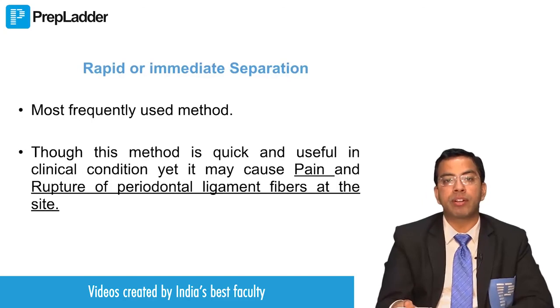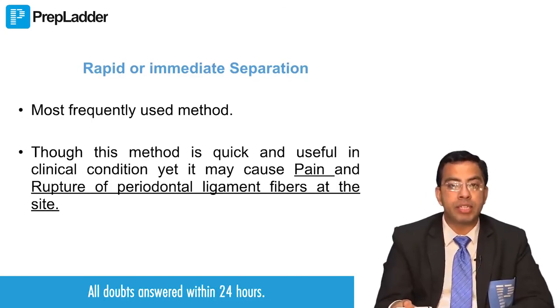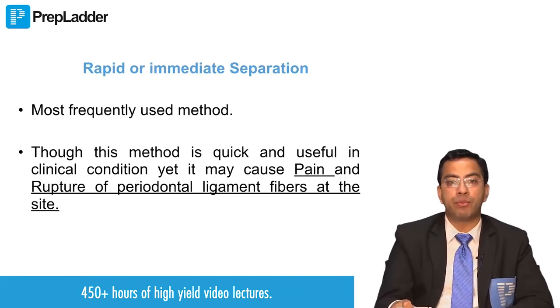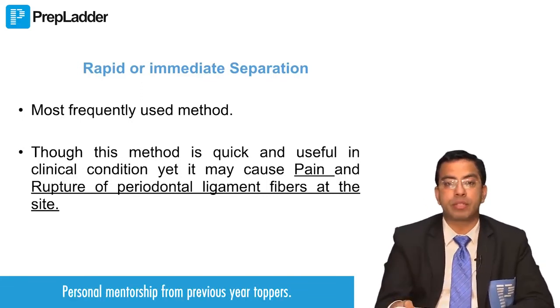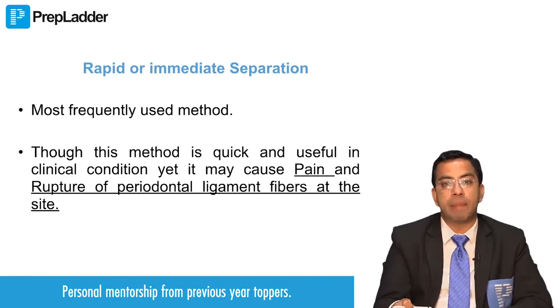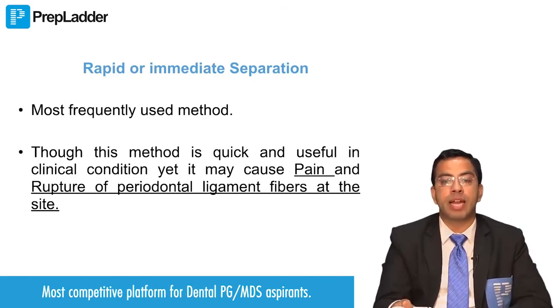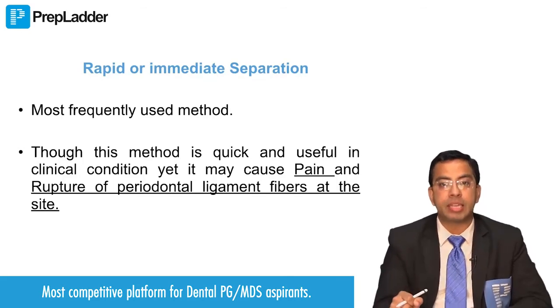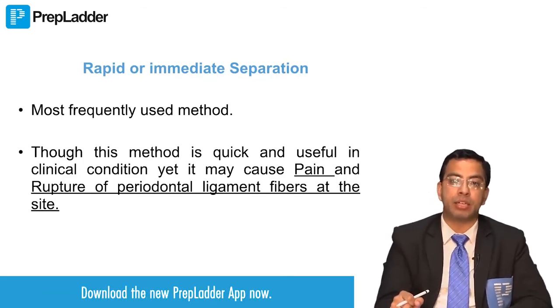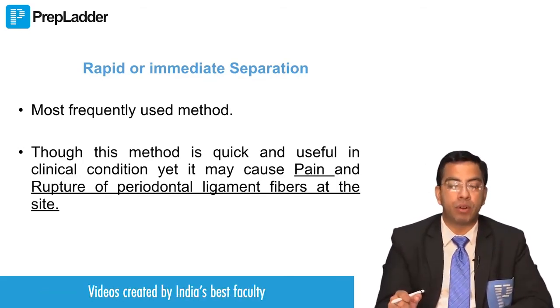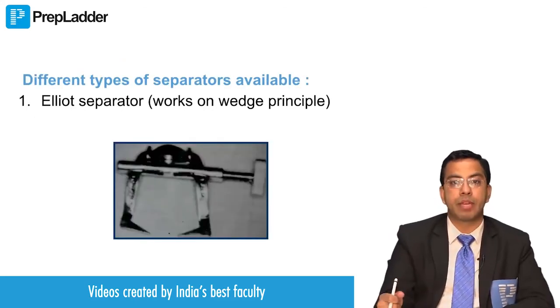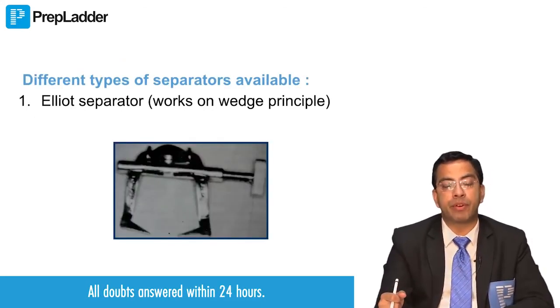And if you want rapid or immediate separation, which is the most frequently used method, you have to use certain different kinds of instruments. The only issue with rapid separation of the teeth is that because you are doing it rapidly, sometimes there can be pain in the tooth because of the rupture of the periodontal ligaments. And these are the different types of instruments.